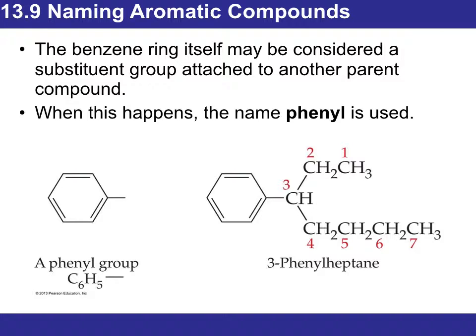So the example we have here, to name that compound, we still have to find the longest continuous carbon atom chain: 1, 2, 3, 4, 5, 6, 7, only single bonds, so it's a heptane, and on carbon number 3, it's attached to that substituent group called the phenyl, so it's 3-phenylheptane.